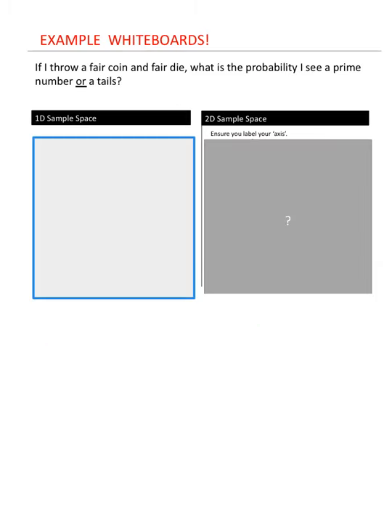If I throw a fair coin and a fair die, what is the probability I see a prime number or a tails? So I could say the probability of a prime or a tail. I could just draw a sample space. So I could just list the outcomes, which is a sample space. I could list all the different outcomes.